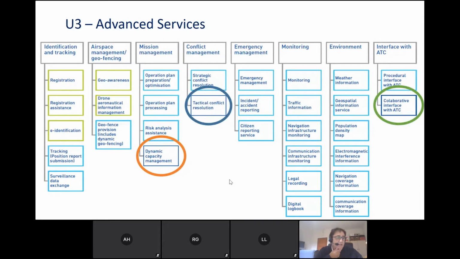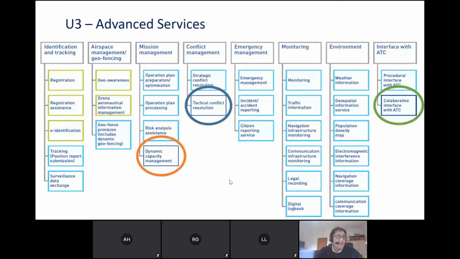Along the same line, we should also recognize that a lot of work has been done for the U3 services by several SESAR exploratory research projects, and also from a very large-scale demonstration. But so far, as you can easily retrieve from the present U-Space services mapping, just a limited set of U3 services have been identified and defined.